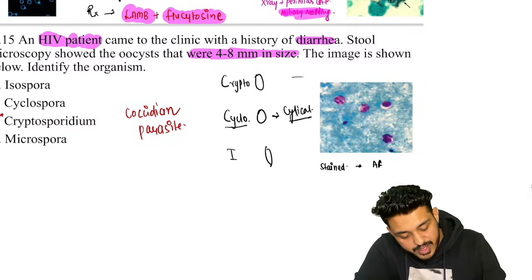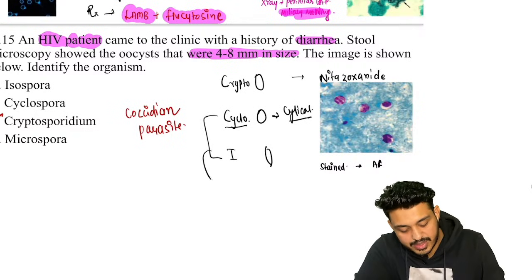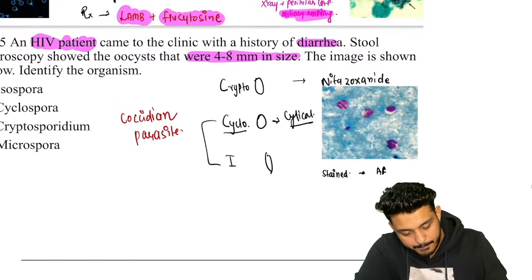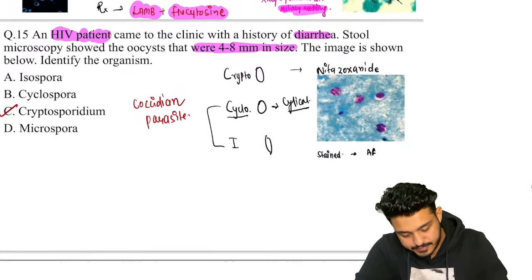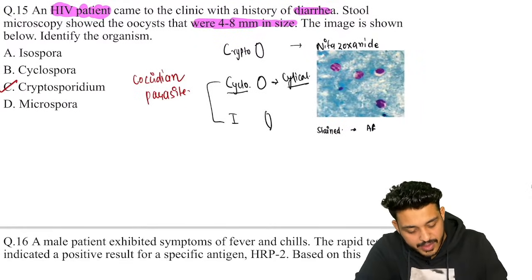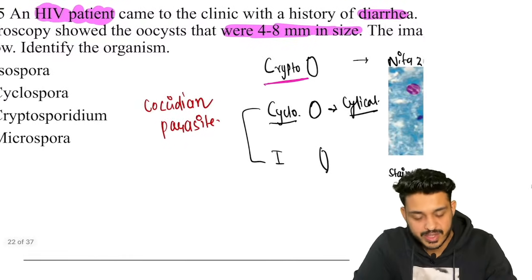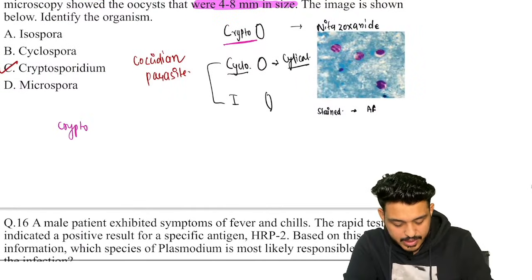The drug of choice for cryptosporidium is going to be what? Nitazoxanide. And for these two, you are going to use what? Yes, one more thing you have to remember. Look here. One more thing you have to remember, for this cryptosporidium parvum, the size of this particular one is going to be what?